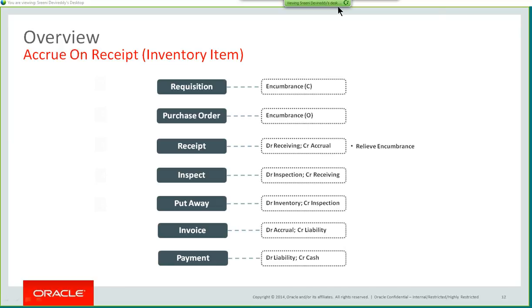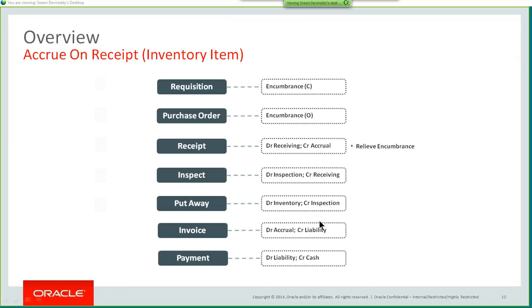Okay, so these are the typical accounting entries for accrual and receipt. If you look at all the entries in summary, you find that the net accounting for all the transactions is nothing but inventory debited and cash credited. Rest of all get knocked off.